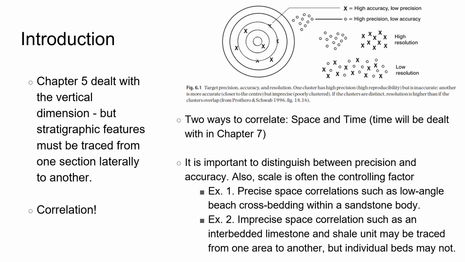Or you can have more of an imprecise space correlation, looking at an interbedded limestone with shale units, and you can trace this large body of rock from one place to another, but the individual beds may not be traceable. So it's important just to keep this diagram for future reference in any field of research that you may get into. Precision and accuracy are not the same thing, but both are very important.